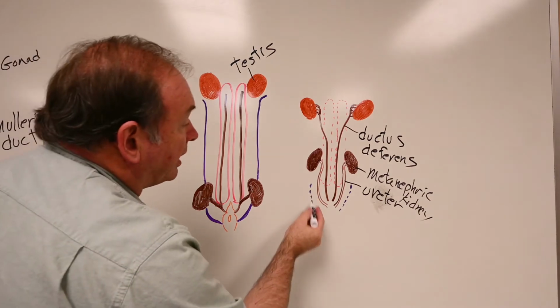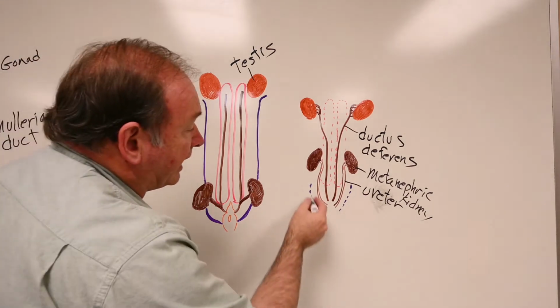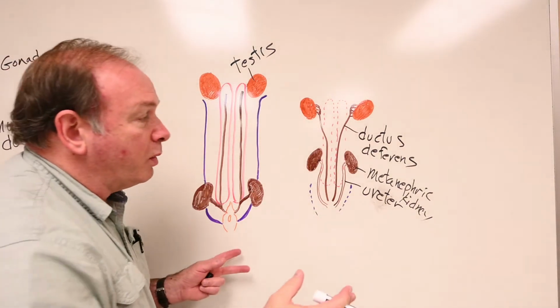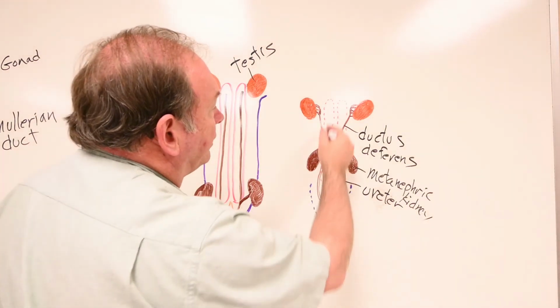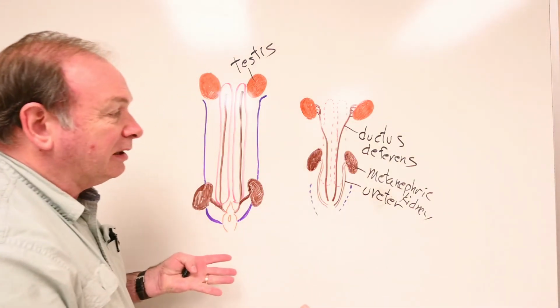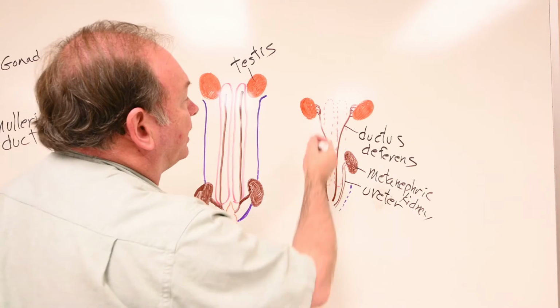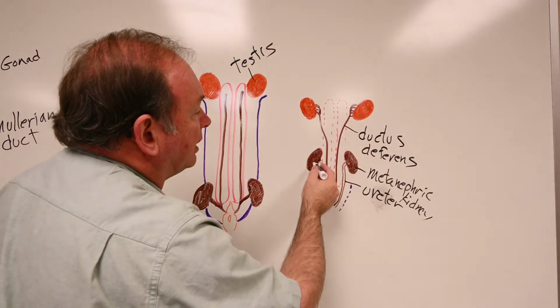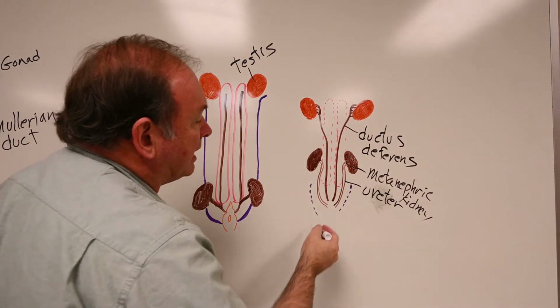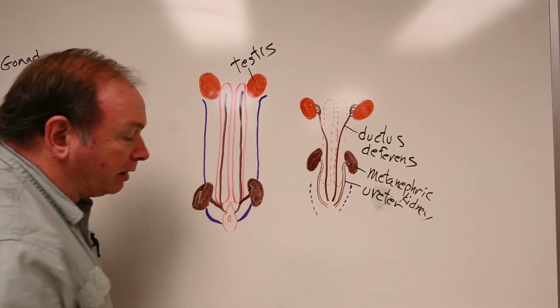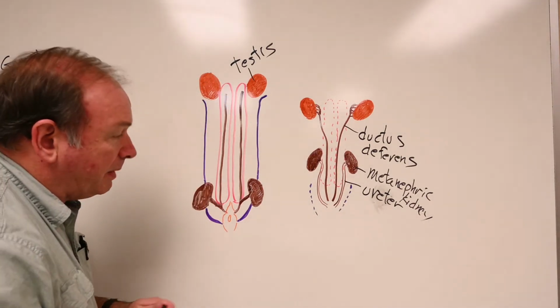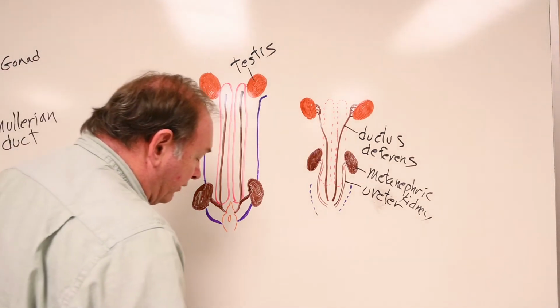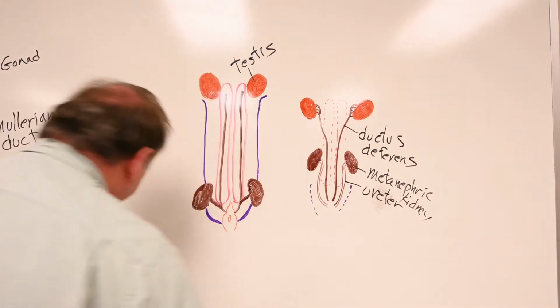Here, the Mullerian ducts, I've drawn little dashes in here to indicate that they're going away. They're going to be lost. The mesonephric kidney is lost as well. So we have testes, we have the ductus deferens from the mesonephric duct, we have the new metanephric kidney. The connection to the cloaca between the metanephric duct and the mesonephric duct is now separate.